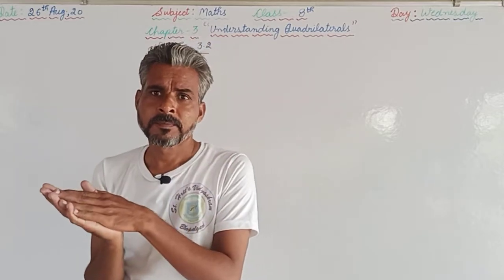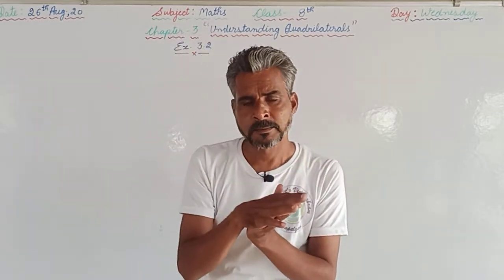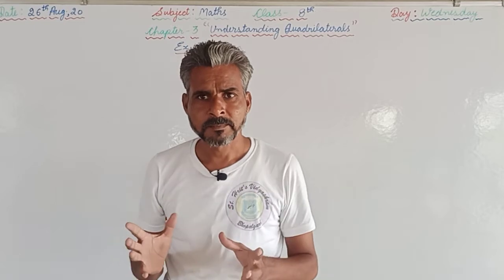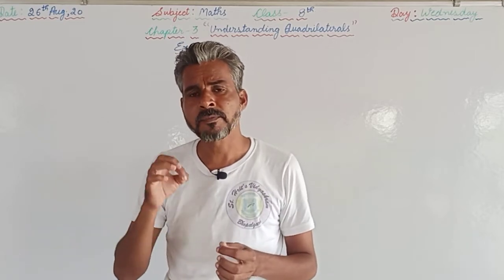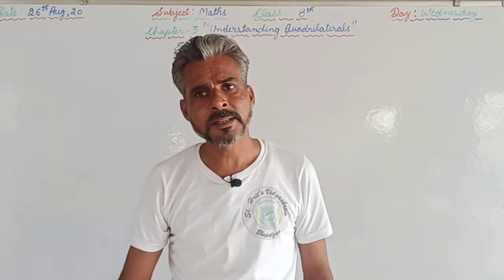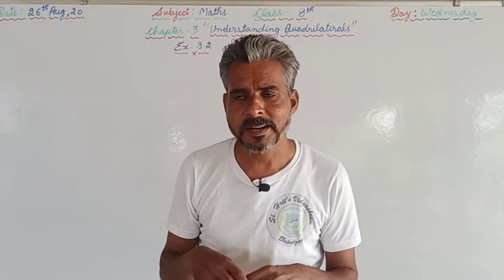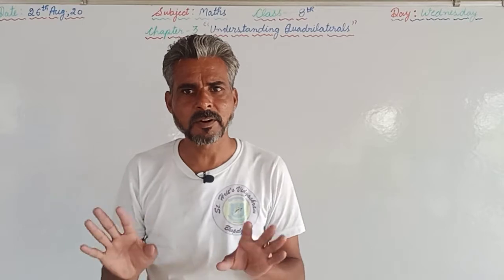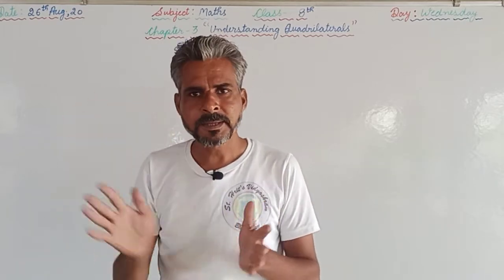the sum of the exterior angles of a polygon is independent of the number of sides. It will be 360 degrees in all the polygons, whether they are having 3 sides, 4 sides, 5 sides or 10 sides. The sum will be 360.